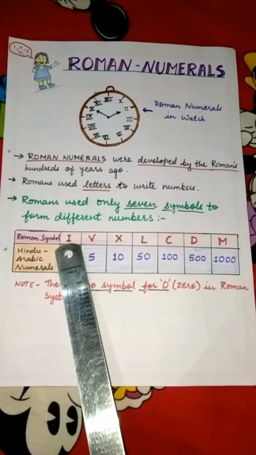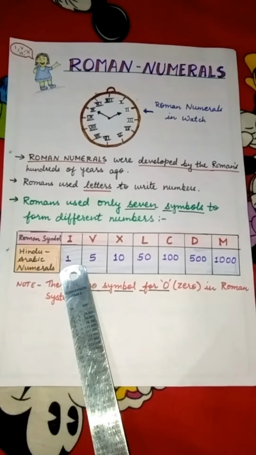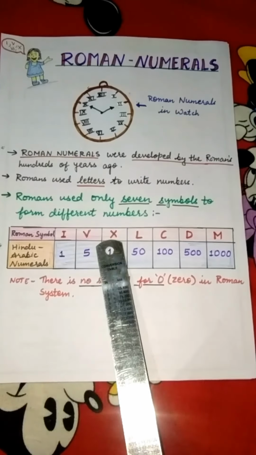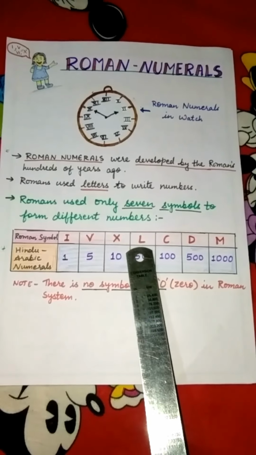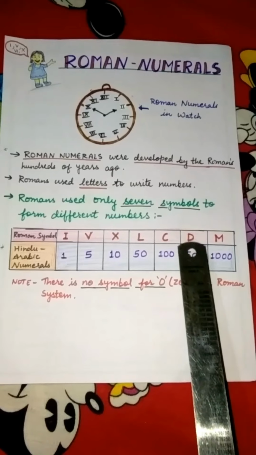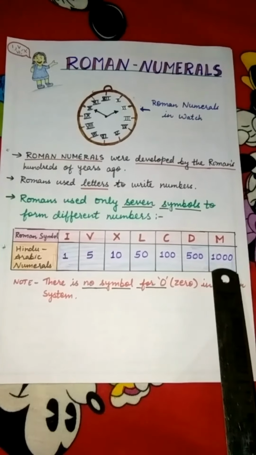See here, in Roman symbols, I represents 1. V represents 5. X represents 10. L represents 50. C represents 100. D represents 500 and M represents 1000.